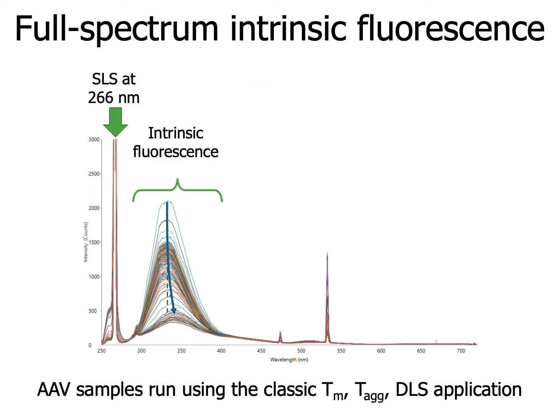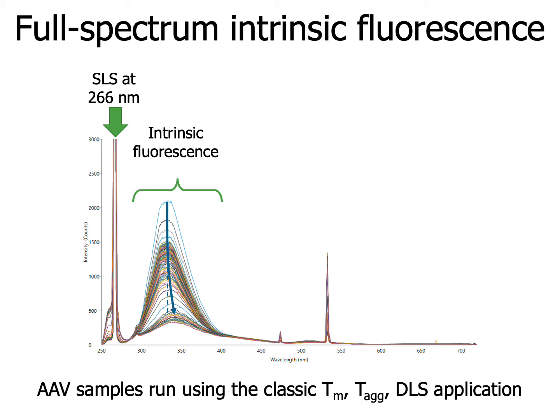Here we have a quick look at the intrinsic fluorescence signal collected by Uncle on a sample of AAV9. Each line is a fluorescence read at a different temperature. Uncle will excite fluorescence with its 266 nanometer UV laser, where it will also collect SLS at that same wavelength. When that laser excites the AAV capsid proteins, they will fluoresce in this intrinsic fluorescence range between 300 and about 430 nanometers. As the temperature increases, the signal intensity drops and shifts to the right, called a redshift.